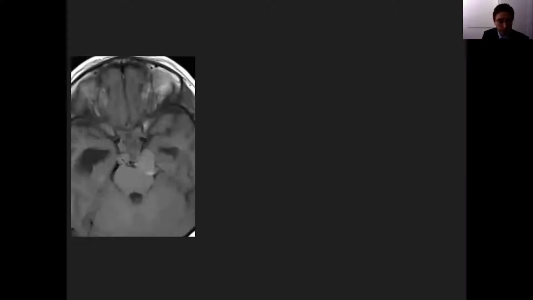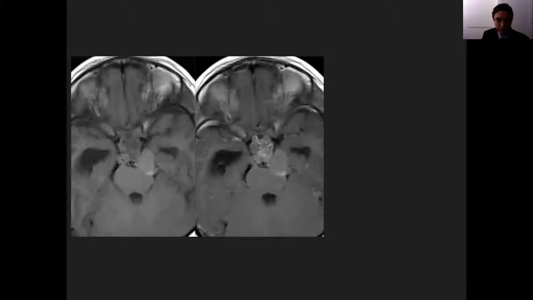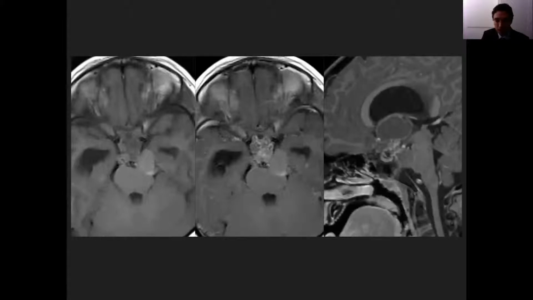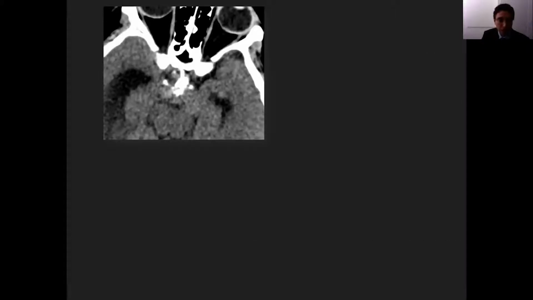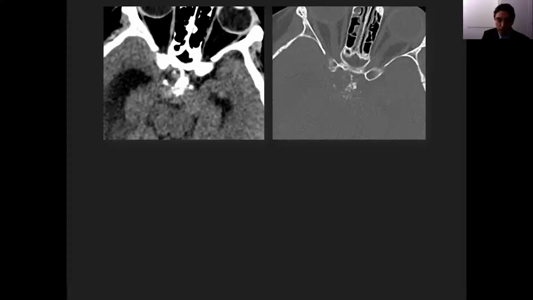Axial T1 weighted image without contrast in the same patient. We can see some of the cystic components in the suprasellar region. There's some enhancement of the cystic components centrally and peripherally, and we can see some of that complexity of the mass on the sagittal T1 weighted images with contrast. Axial CT shows us some of the calcifications and the soft tissue elements of the lesion, and the calcifications are better seen on these bone algorithm images.